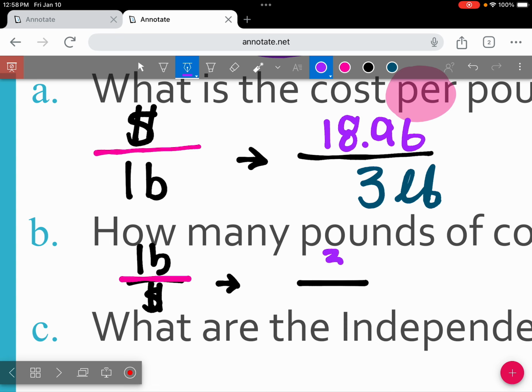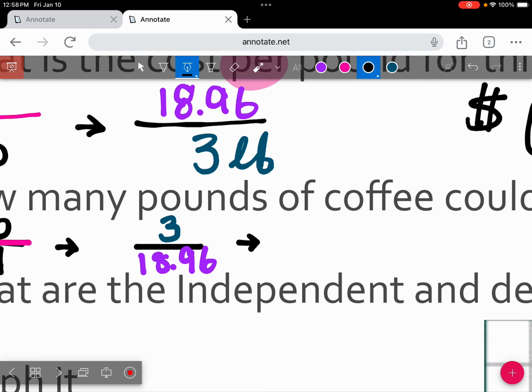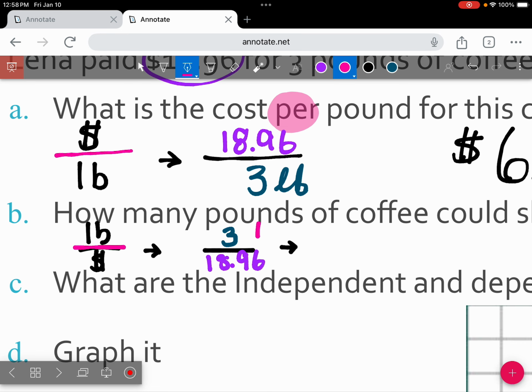So we're going to look at our 3 pounds, and you can use the same numbers or you can use our simplified. Our 3 pounds per $18.96. And if we type that in the calculator, it's always going to get us to where we have a 1 on the bottom because it really wants to give us whole numbers. So when you type it in the calculator, 3 divided by 18.96, it's going to give you our pounds per dollar. So what was it? 0.158.